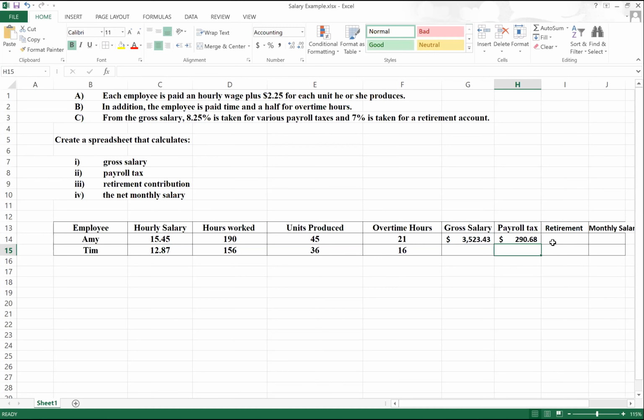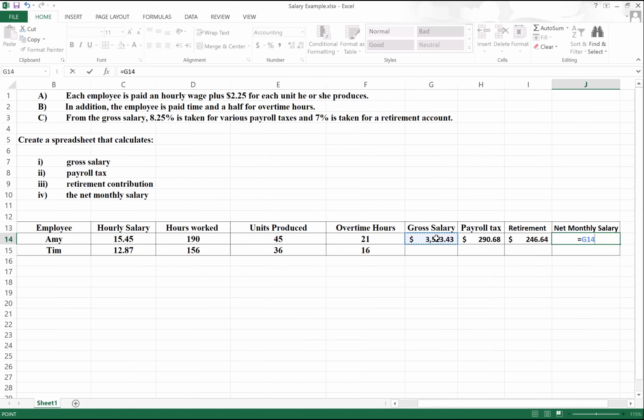And then the retirement contribution is 7% of the gross salary. So 7% times the gross salary of G14. Now the net monthly pay should be the gross salary minus payroll tax, which is a deduction. Payroll tax is deducted from the gross salary, then subtract the retirement contribution. That's also a deduction. And that will arrive at the net monthly salary.